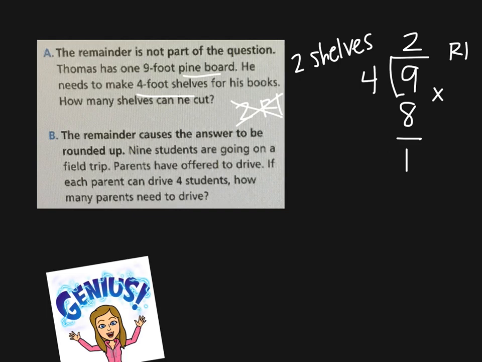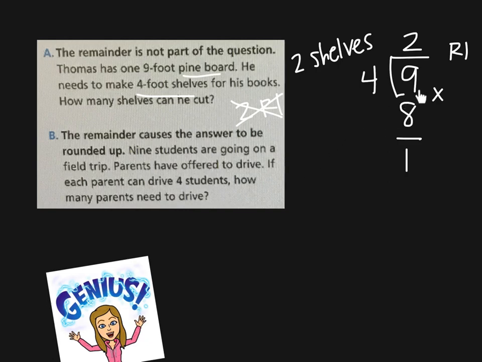In the next scenario, the remainder actually causes the answer to be rounded up. It says, 9 students are going on a field trip. Parents have offered to drive. If each parent can drive 4 students, how many parents need to drive? Now, I've already done the work here for this same problem. Remember, they're using the numbers the same, but the situations have changed, and so have the use of the remainder.